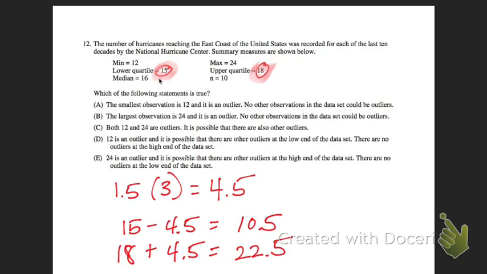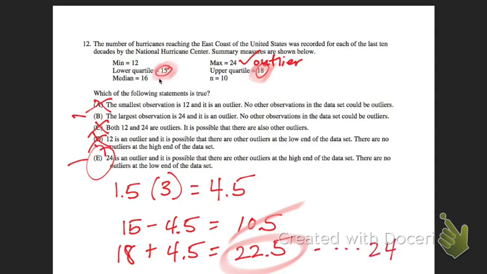So, is anything less than 10.5? No. Is anything greater than 22.5? Yeah, the max. So the max, 24, is going to be an outlier. So we get rid of A, get rid of C, get rid of D. Then we have B and E left. The answer is E because we don't know if there's any observation between 22.5 and 24. So there could be something in between those two. So there could be another outlier on the high end. But B was there to trick you.